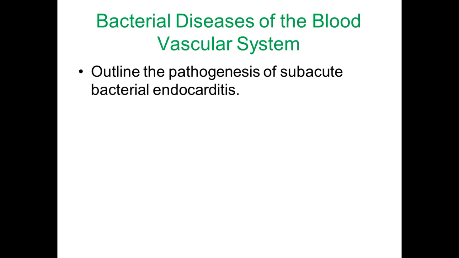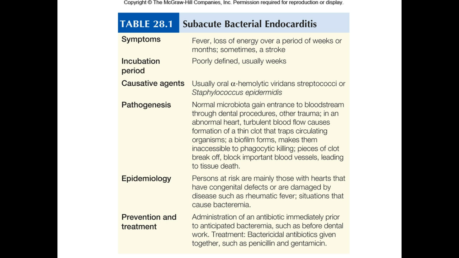So what's the pathogenesis of subacute bacterial endocarditis, right? How is it that we end up with this type of infection? So normally, it's your normal flora that gain entrance into the bloodstream. And the most common entry point is when you have dental procedures done. Because remember, you have bacteria in your mouth. Remember that plaque associated with your teeth is actually bacteria.